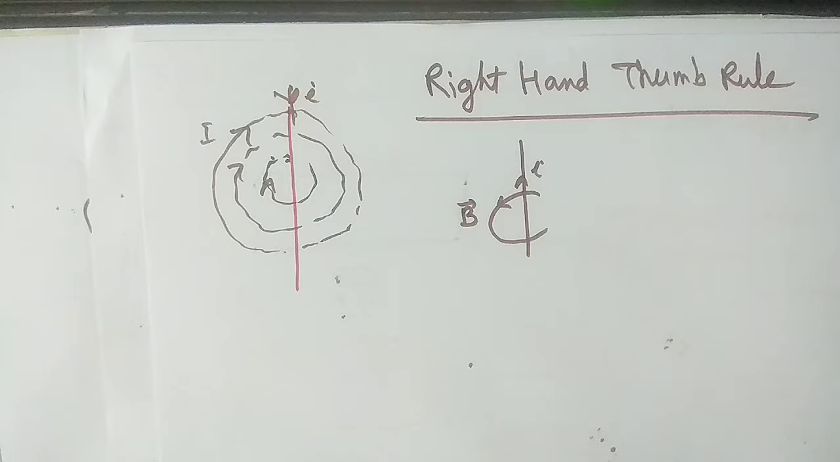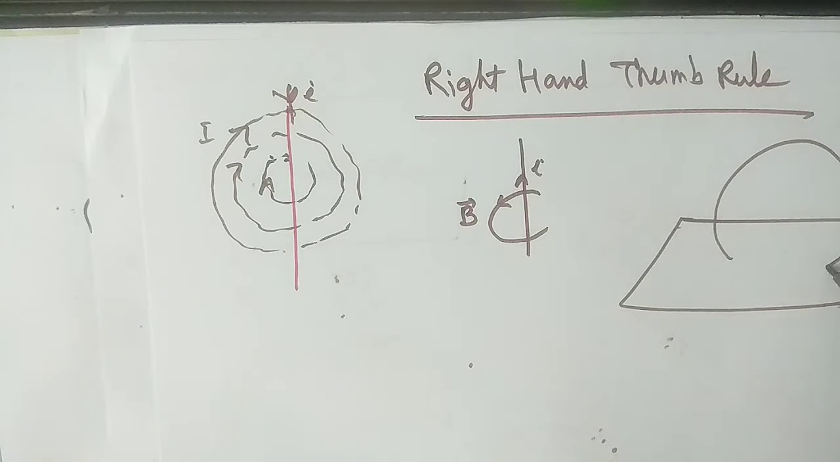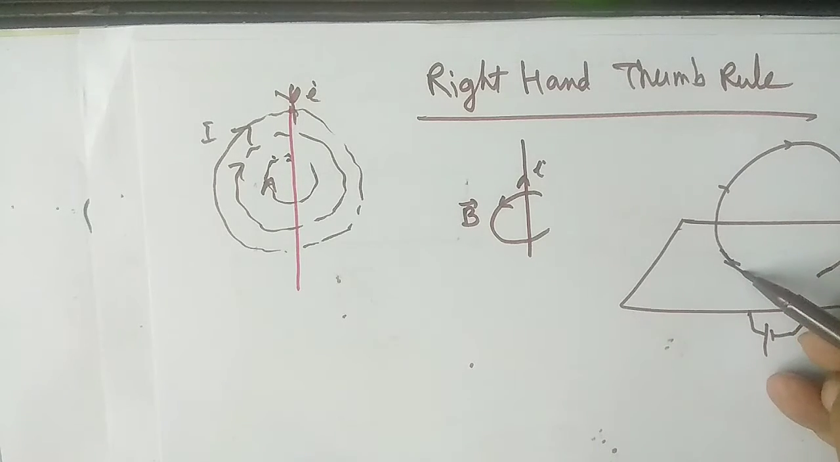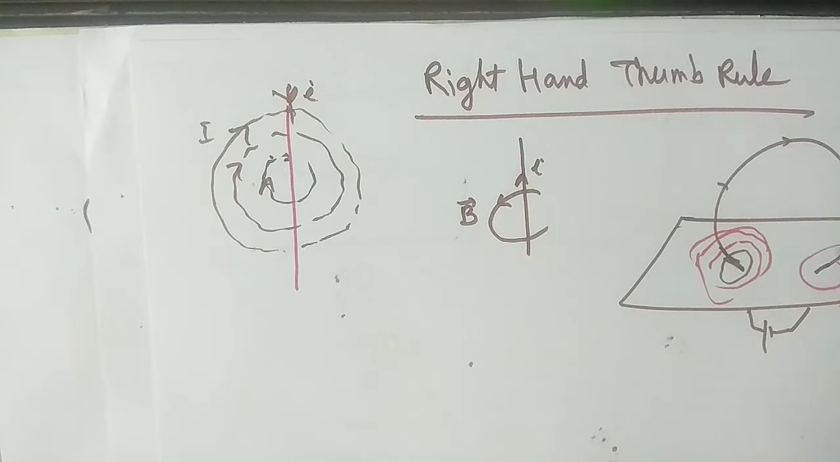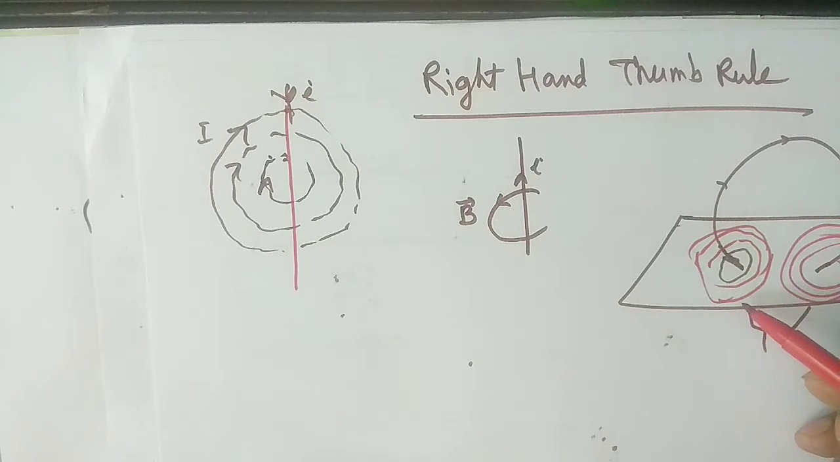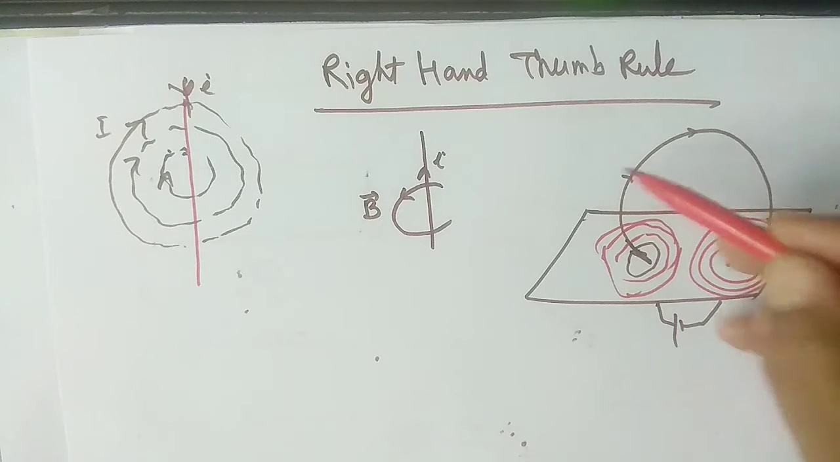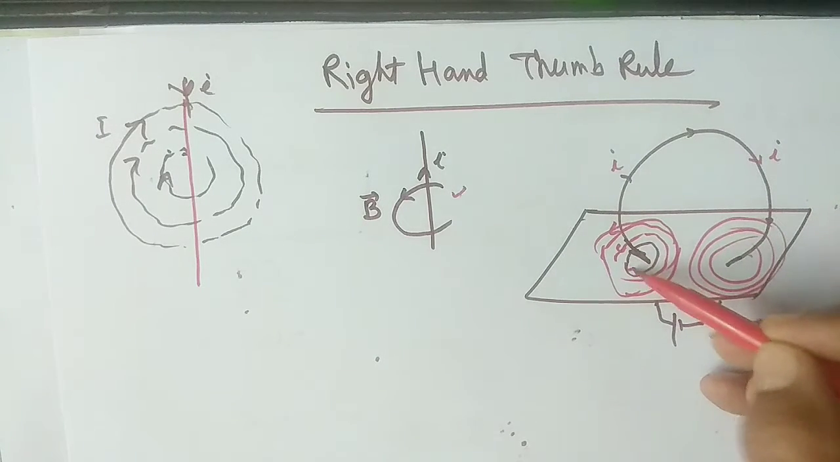If you take a circular loop, suppose this is a sheet and a circular coil is given like this, and current passes through this loop. What will be the pattern of the magnetic field? Around every wire, the field is in concentric circles. How do we decide the direction? Here the current is in the upward direction, and here the direction of current is just opposite.